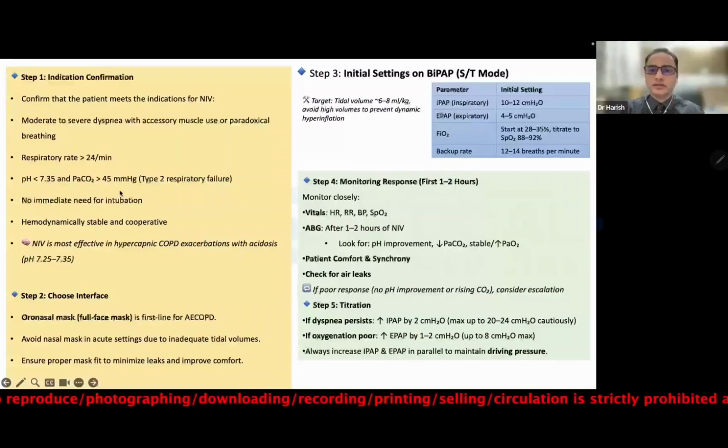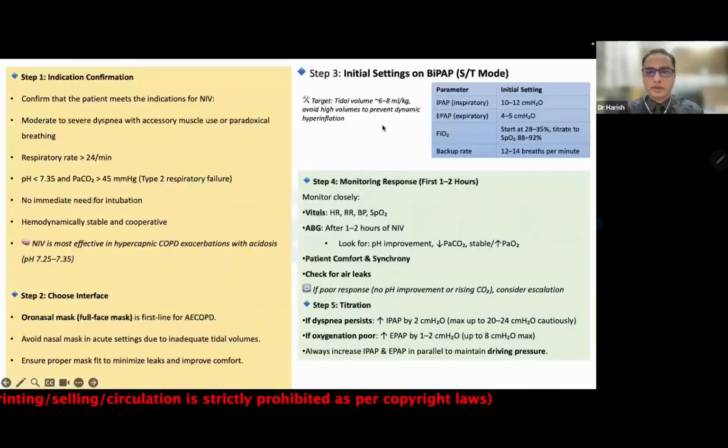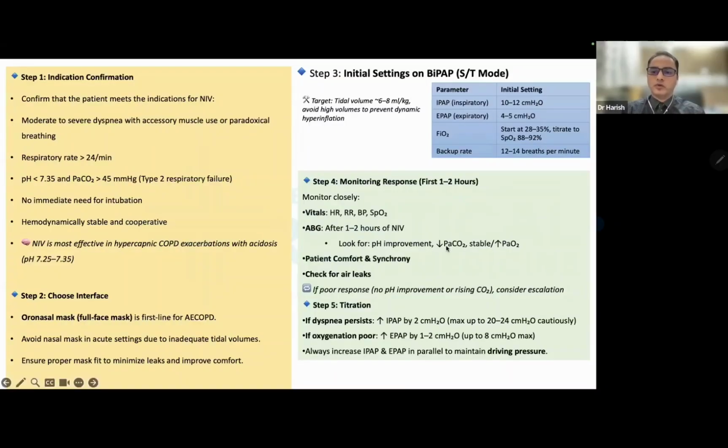For the initial setting, target a tidal volume of around 6 to 8 ml per kg. Avoid high volume to prevent dynamic hyperinflation. Use ST mode in the BiPAP. IPAP around 10 to 12, EPAP around 4 to 5, FiO2 as I told, target SpO2 of 88 to 92, backup rate around 12 to 14. When an examiner asks what your initial settings of BiPAP are, you should tell the backup rate also.